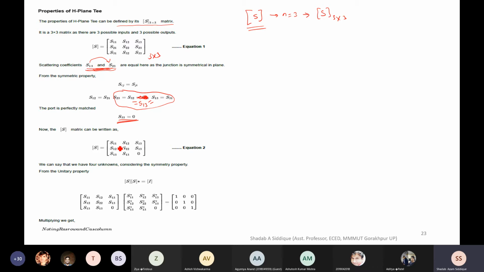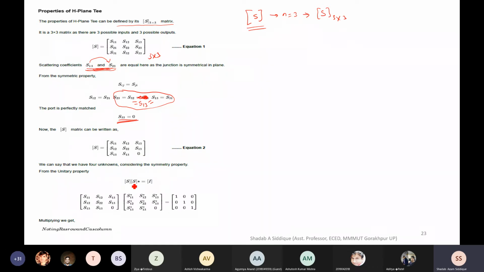How many unique elements do we have now? We don't know the values yet, but right now we can say S11, S12, S13, S22, and 0. So in total 5. One is reduced here. Earlier we had a total of 6 unique elements, now we have 5. Again we will try to reduce further and find the values of these scattering coefficients.